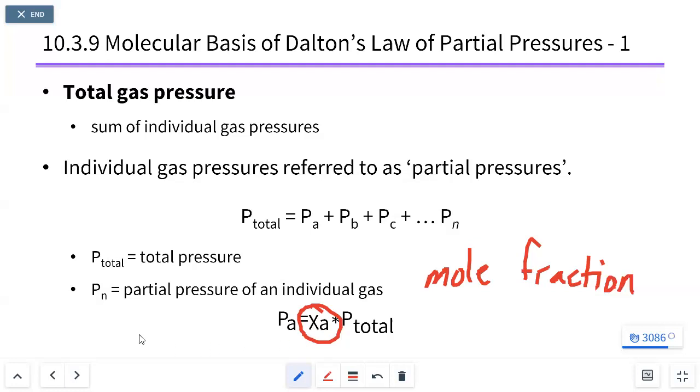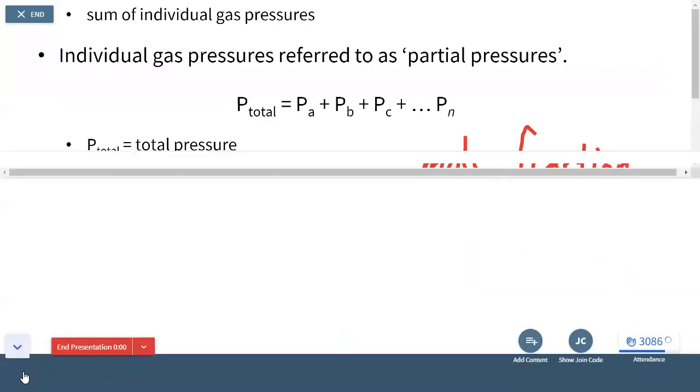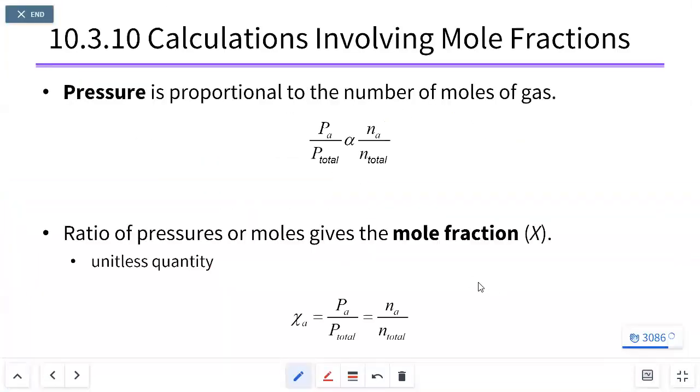Now, what is mole fraction? Mole fraction is basically the proportional amount of gas relative to the other gases in total. So to find the mole fraction of a component of the gas, I need to look at the number of moles of that gas specifically versus the total number of moles in the sample.